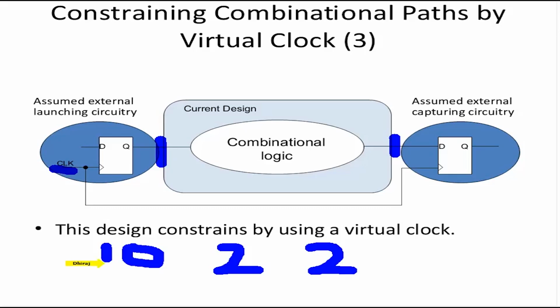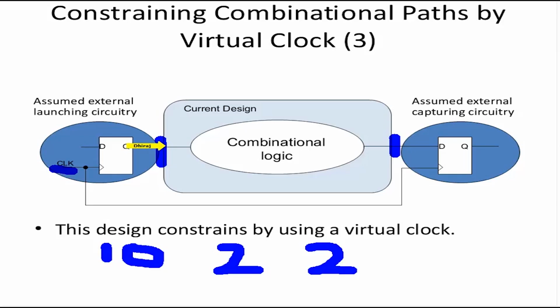So what would DC do? It will start at the timing path. The timing path starts at the input port. Since the input delay is 2, DC knows that the clock arrives at 0. It will always start with 0. The clock arrives at 0, and since the input delay is 2, DC will assume the arrival at 2 ns. Clock is at 0, input comes at 2.